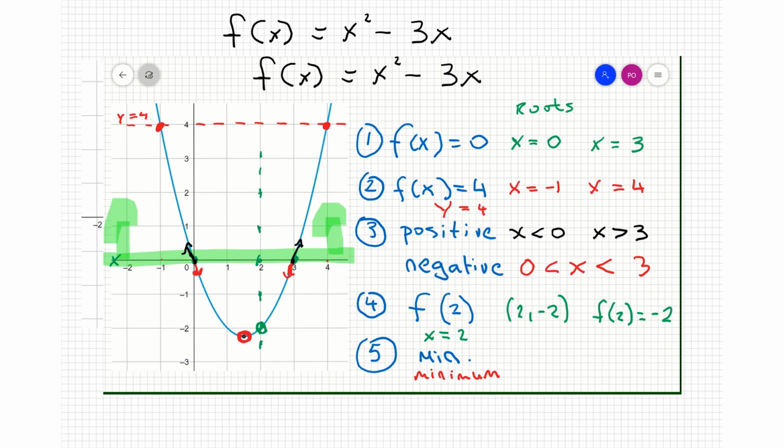So I think it's fair to say that x is 1.5, and y, I think it's fair to say, is -2.25. Okay, this is an estimate, but the most important thing is that I've marked it on the graph. If you can understand and follow those 5 things, you have a good chance to be able to answer questions on a lot of quadratic functions.